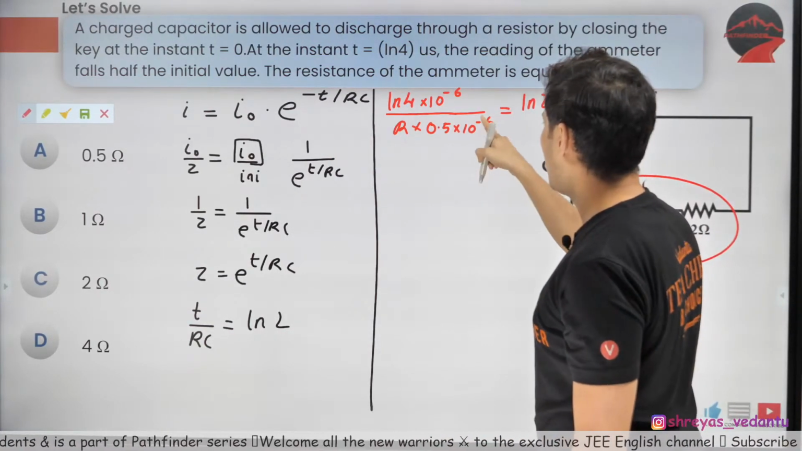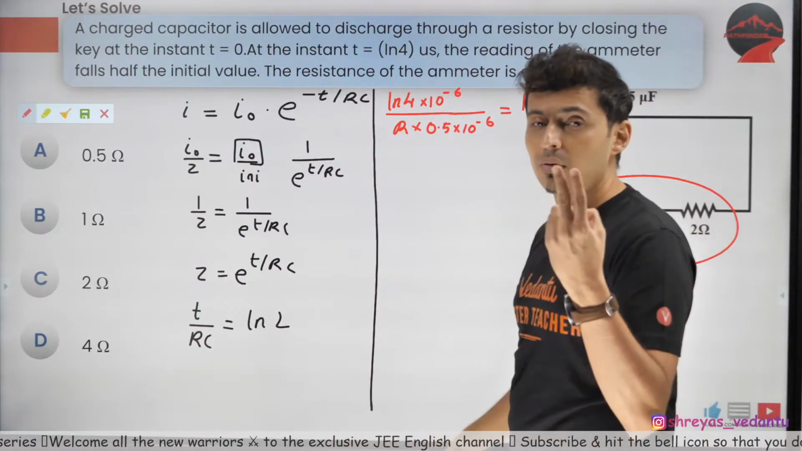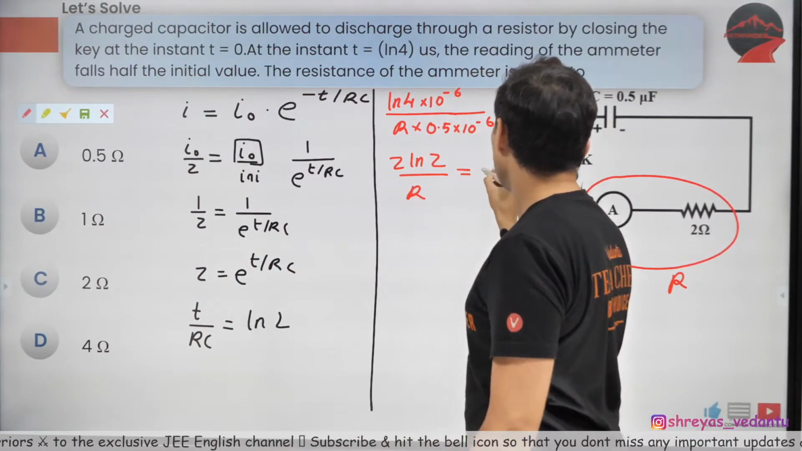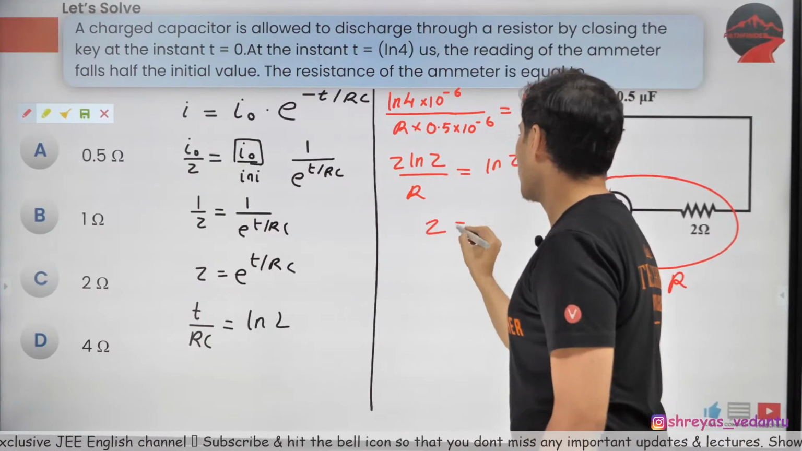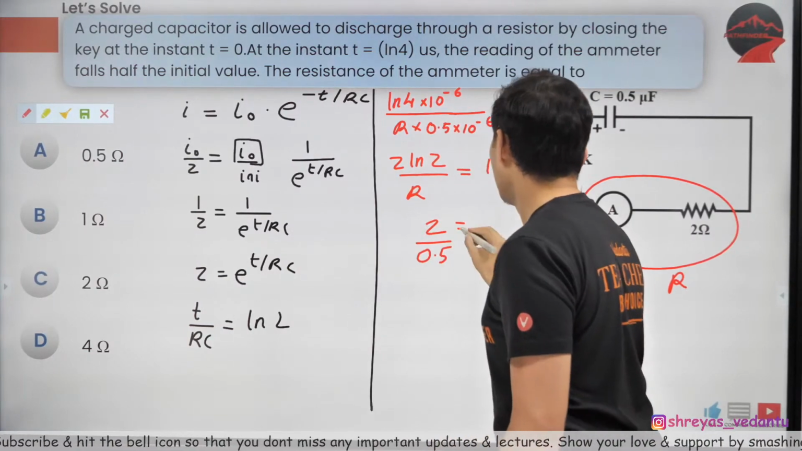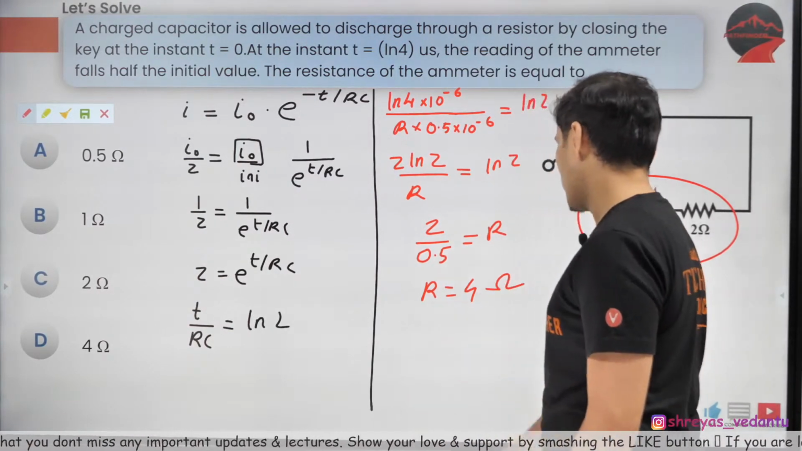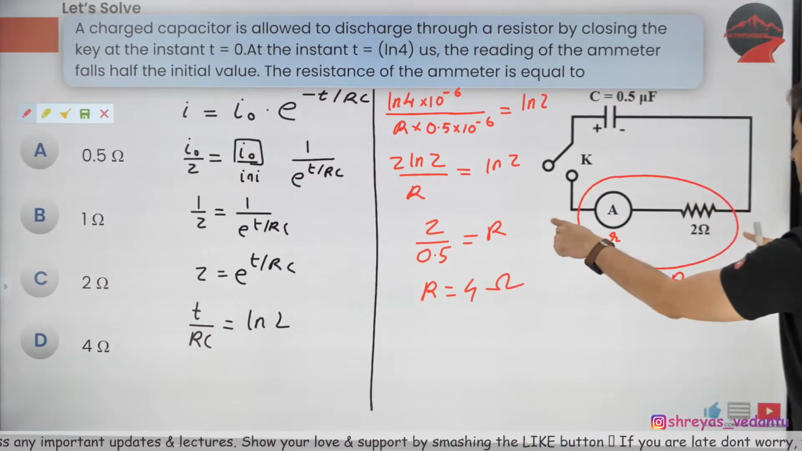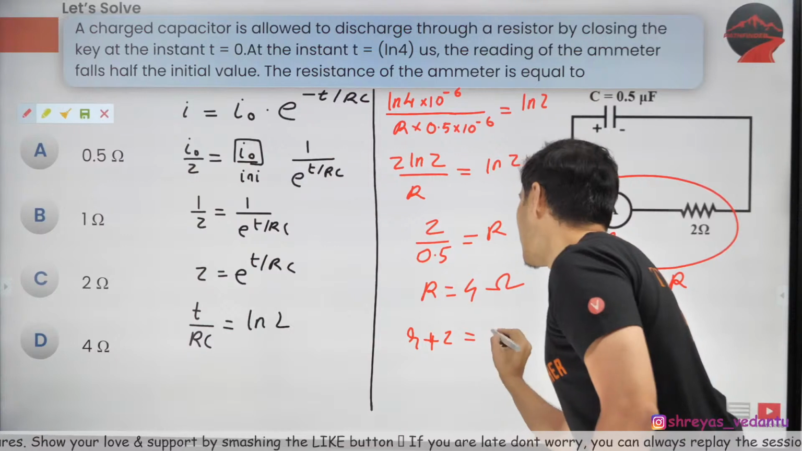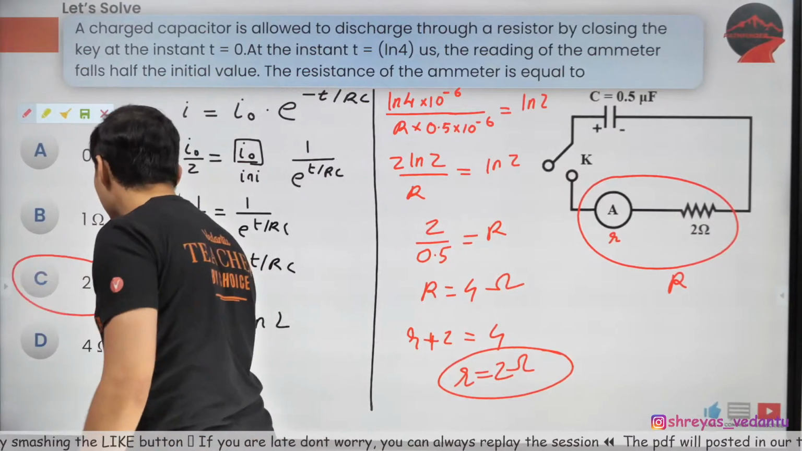Okay, I know what to do. 10 to the power minus 6 cancels with 10 to the power minus 6. ln 4 is 2 ln 2, correct? 4 is nothing but 2 squared, so that 2 comes outside. So 2 ln 2 divided by R is ln 2. ln 2 cancels, so 2 is okay. Oh, there is this 0.5 also. 2 by 0.5 is equal to R. Therefore, R will be equal to 4 ohms. But wait a minute, R is the total resistance. That means it was actually R plus this small 2 ohms is 4. So small r is 2 ohms. Done. Option C is correct.